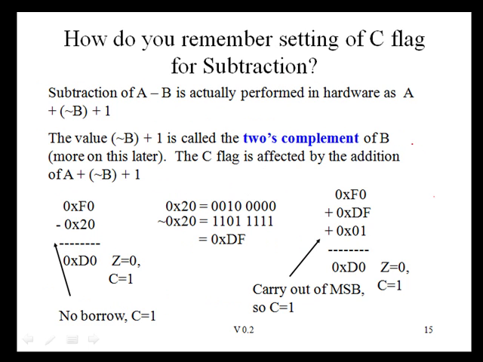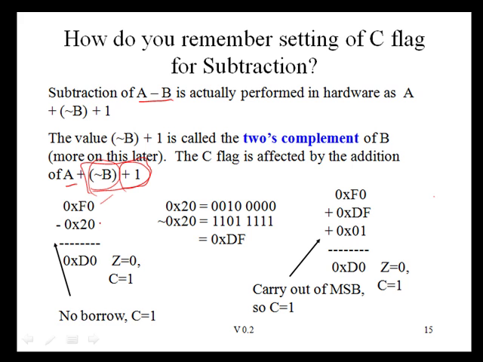The actual way the carry flag is set during subtraction is explained by this slide. Subtraction is actually performed if we're doing a minus b. We actually do the subtraction by saying a plus the complement of b plus 1. This is known as the 2's complement value of b. We'll discuss this in another chapter. Let's just do this addition and see how the carry flag is set.